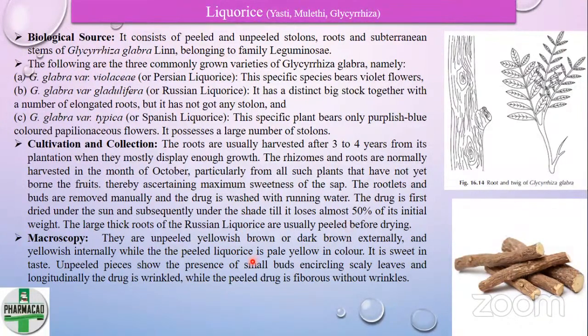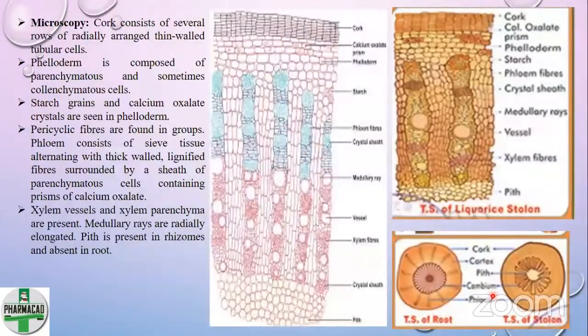Now if I talk about the macroscopy, the unpeeled drug is yellowish brown or dark brown externally and yellowish internally, while the peeled licorice is pale yellow in color, sweet in taste. The unpeeled pieces show the presence of small buds. Can you see in this picture? There are small buds encircling the scaly leaves, and longitudinally the unpeeled drug is wrinkled, like you can see again in the picture, while the peeled drug is fibrous without wrinkles.